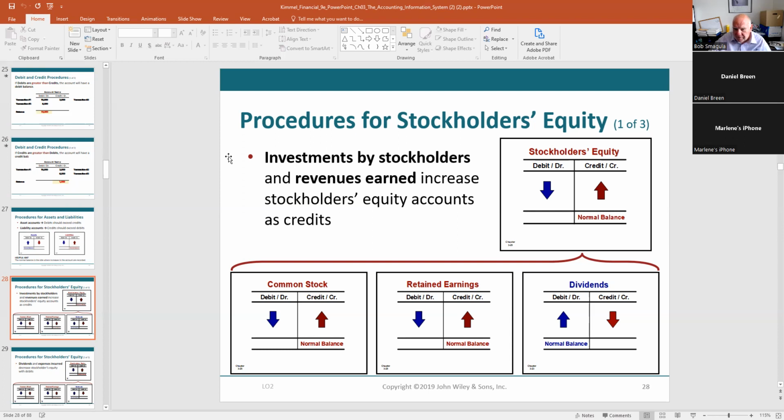So what are the components again of stockholders' equity? Remember, common stock, which is part of equity, has a normal credit balance. Retained earnings, hopefully, has a normal credit balance. We increase it. And dividends have a normal debit balance. When we debit a dividend, we are decreasing stockholders' equity. Those are all the rules that you have to memorize.